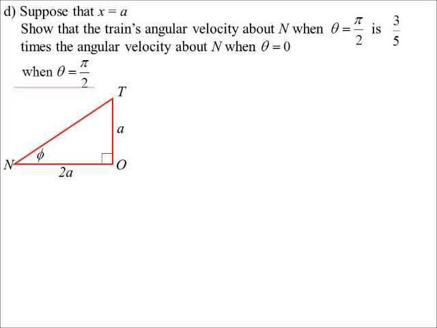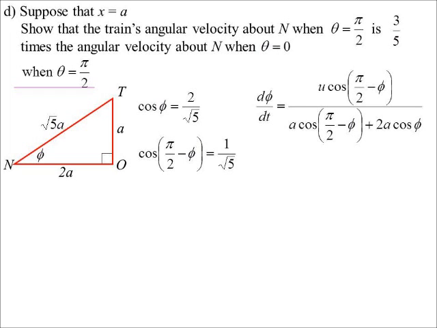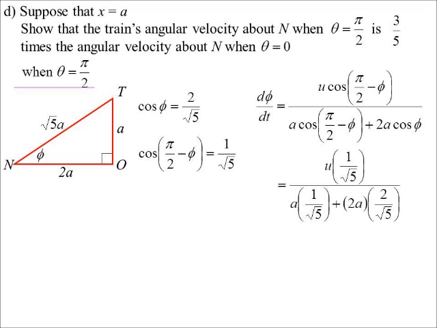So from there, we can get a value for tan phi, cos phi, sin phi, whatever we need. So the hypotenuse will be root 5a. So cos phi will be 2 on root 5. Cos of 90 minus phi, because NTO would be our 90 minus phi, is 1 on root 5. Substitute that into the expression that we found, and changing over here, it was a plus x before, but now that's 2a. So I get u times 1 on root 5 over a times 1 on root 5 plus 2a times 2 on root 5. I can multiply everything by root 5, do some tidying up, and I get u on 5a. So there's the value when theta is pi on 2.